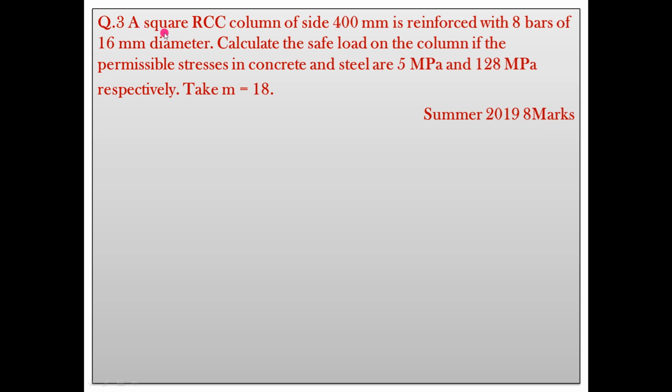A square RCC column of side 400 mm is reinforced with 8 bars of 16 mm diameter. Calculate the safe load on the column if the permissible stresses in concrete and steel are 5 megapascal and 128 megapascal respectively. Take m is equal to 18.